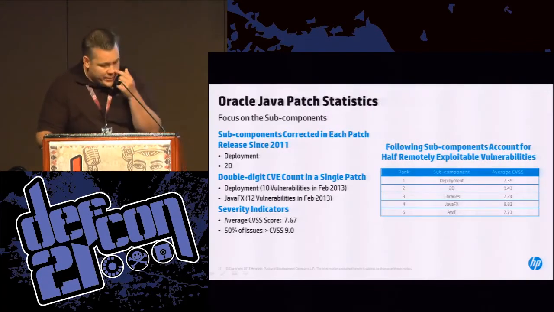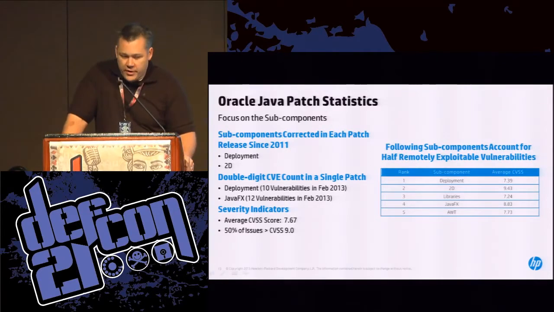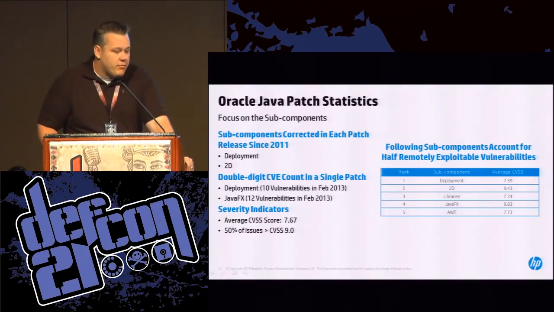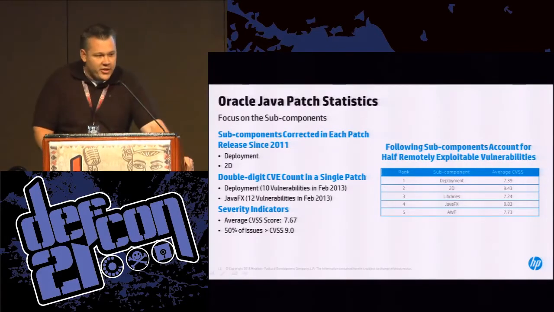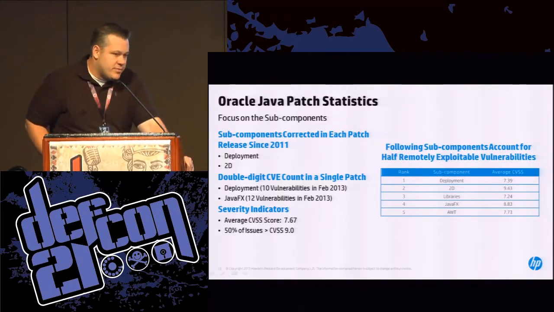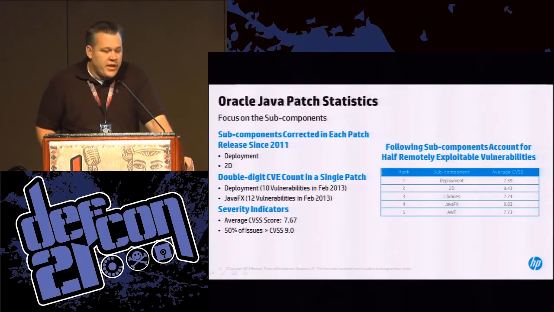If we take a look just at the information that's available from the patches, we can start to determine the component rankings for the most vulnerable components in the architecture. The 5 that you see on the screen are responsible for half of the remotely exploitable vulnerabilities in Java to date, for 2011 through 2013. Deployment being number 1, 2D being number 2, followed by libraries, JavaFX, and AWT. But if you actually look at the rankings, you see that the 2D component is producing vulnerabilities with a CVSS score of 9.43 on average, and so you can argue that that is actually the worst component in the architecture.